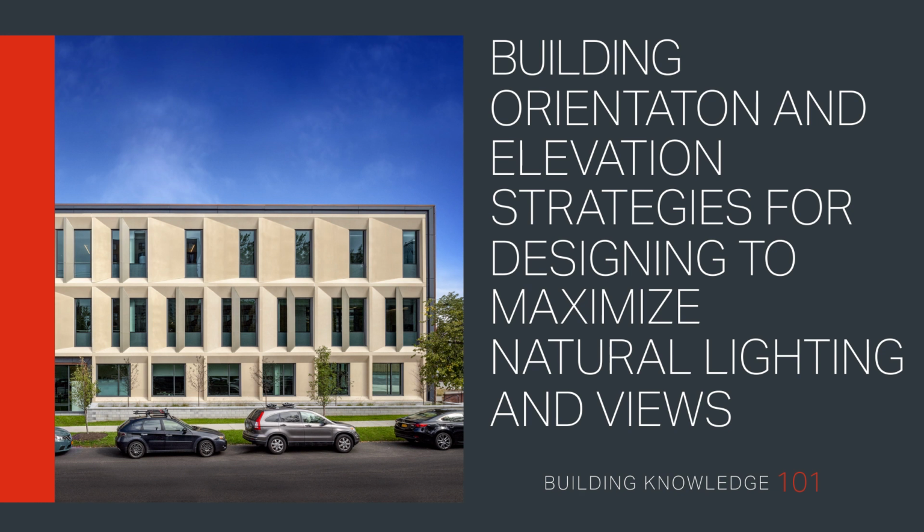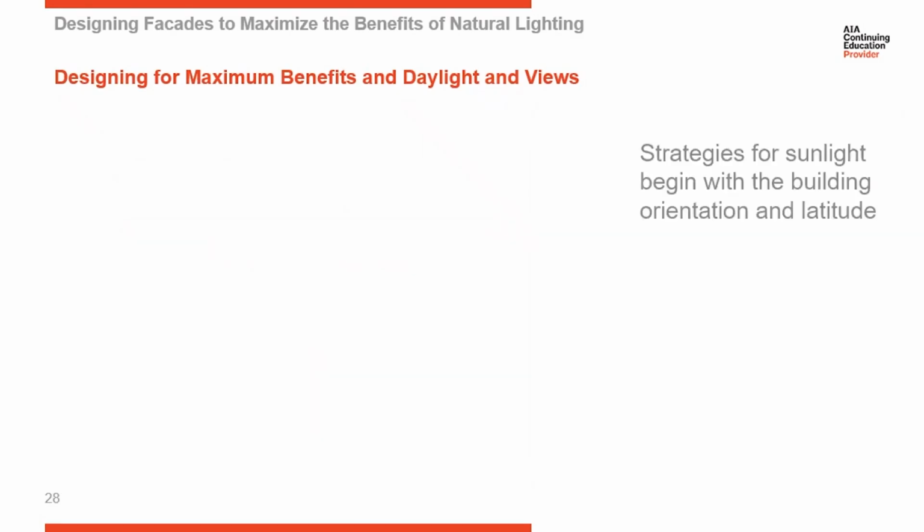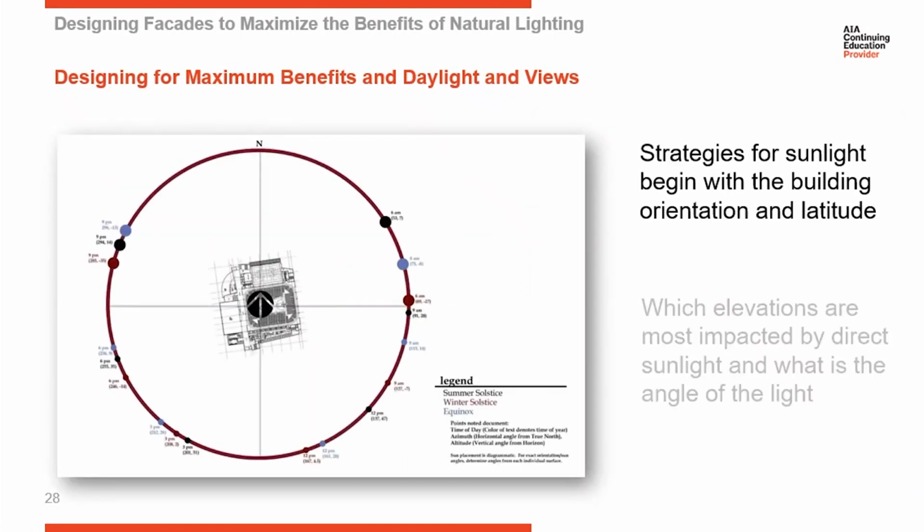In this video, we discuss the role that building orientation and elevation play in creating spaces that maximize the full potential of natural light and uninterrupted views. So beginning a project, one of the first things you want to think about when you're talking about a good strategy for natural lighting and views is look at the orientation of the building. What elevations are going to be exposed to direct sunlight? What elevations are going to have sunlight coming from the side hitting the elevation?